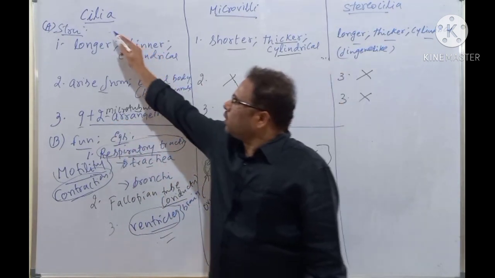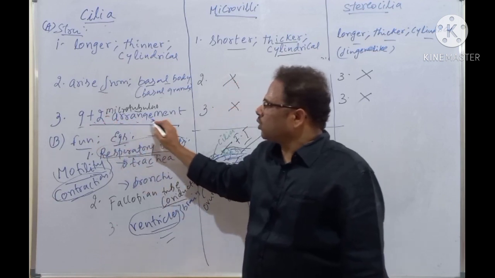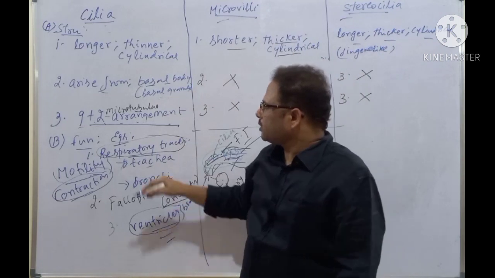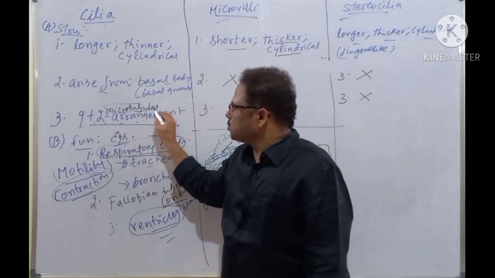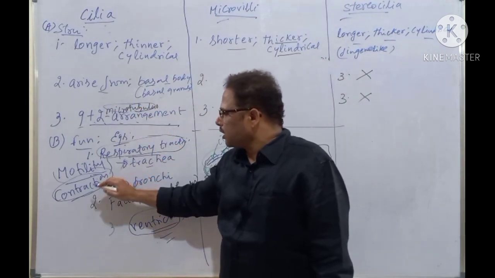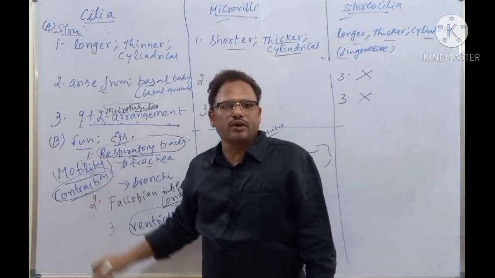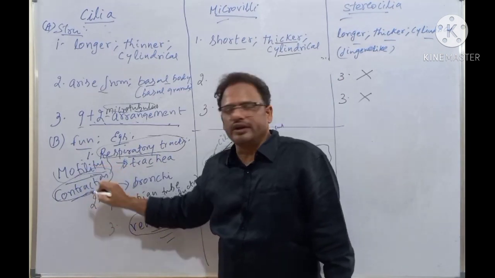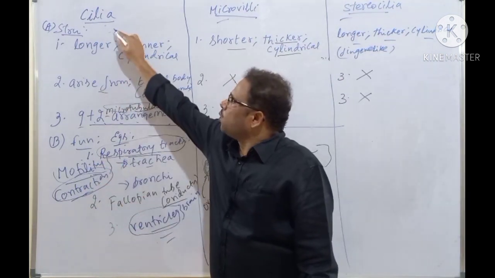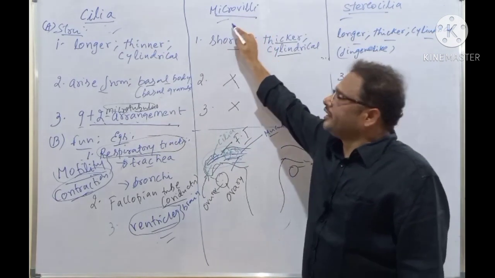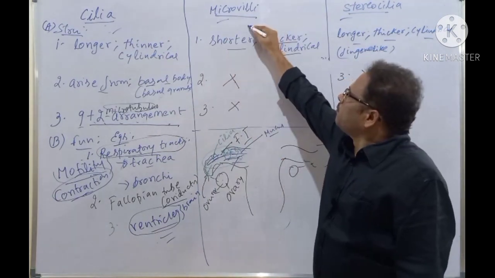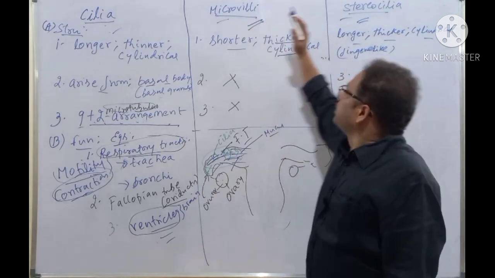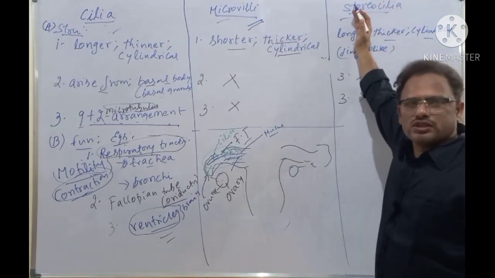I told you that only the cilia contains a 9+2 microtubular arrangement, which is absent from microvilli and stereocilia. This microtubular 9+2 arrangement is responsible for rhythmic contraction and relaxation. Because of the rhythmic contraction and relaxation only, there is motility or mobility here. That is present only in cilia, but there is no motility or mobility in the case of microvilli and stereocilia.